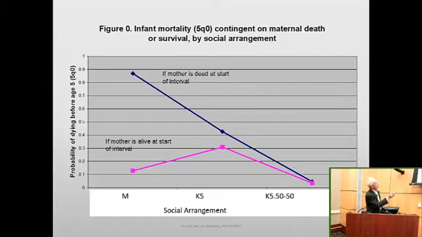This is just to show the effect on infant survival of having a mother alive or not. The M stands for matriarchal. These are the smallest sort of sharing groups that are assumed in this model. And if you only have your mother around to provide for you and the mother dies, you have extremely high mortality. You might possibly be saved by a grandmother or something of that sort.